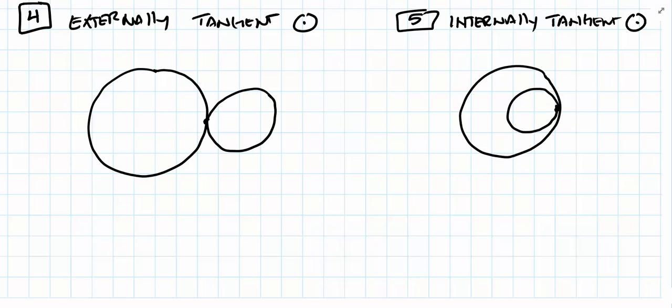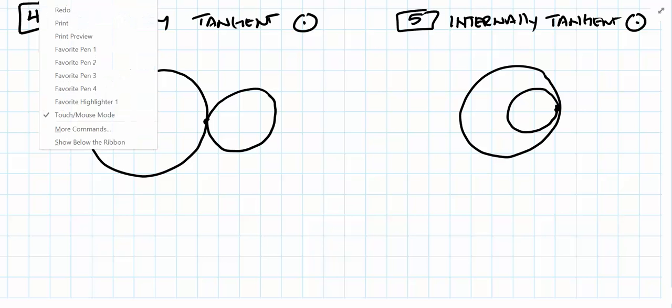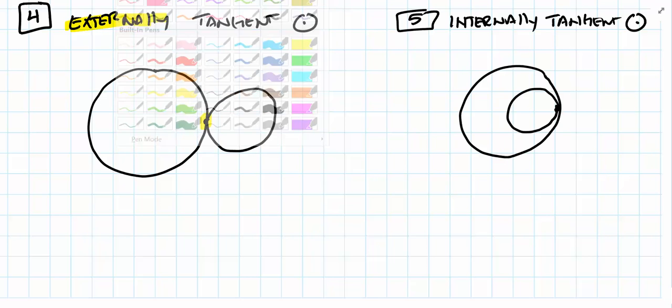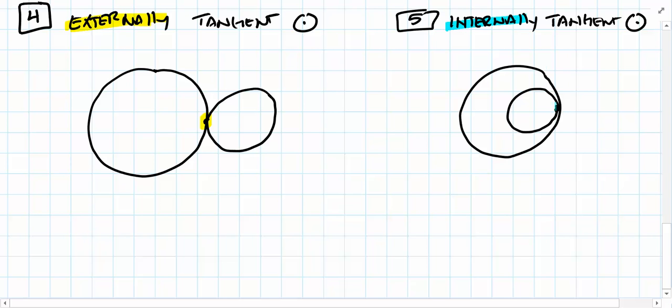So let's talk about the difference between externally tangent circles and internally tangent circles. We'll do externally tangent first. Notice that the two circles are tangent. They touch exactly. They have one point of tangency, which is right there, but they're external. Versus an internally tangent circle, which means they still have one point of tangency, except one circle is on the inside of the other.